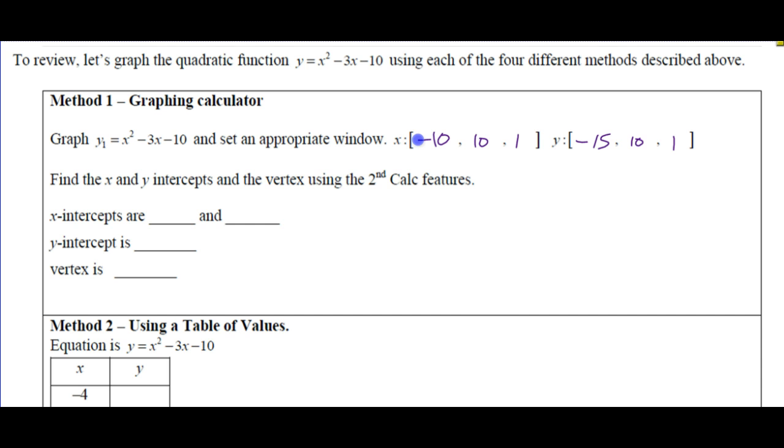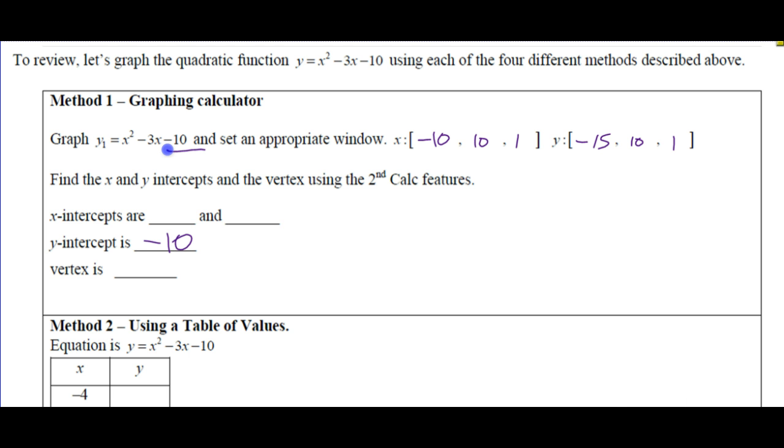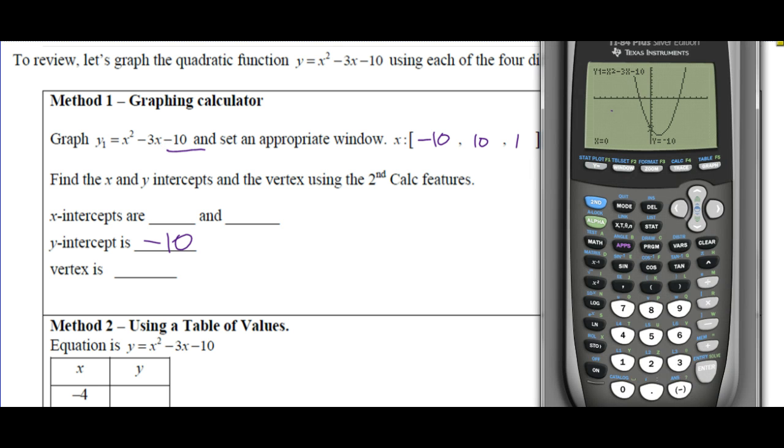Find the x and y intercepts and the vertex using second calc. Okay, let's do the y-intercept first because it's easy. Second calc, value, x equals 0. Y-intercept is negative 10. Didn't really need to use the calculator for that, right? We should have known. Remember, it's just a number, it's not a point, right? And then the x-intercepts, this is 1, 2, 3, 4, 5. That kind of looks like 5 and minus 2. So I'm going to go into the table and say, look, when x is 5, y is 0, right? So it really is 5.